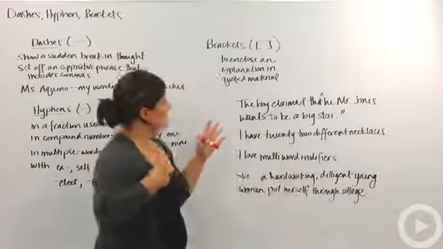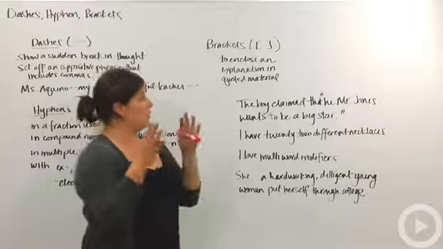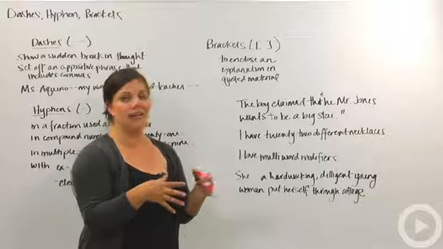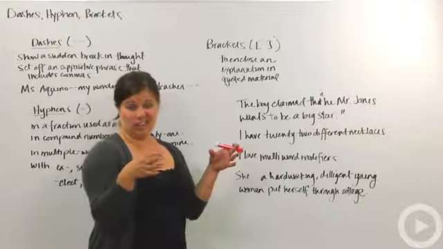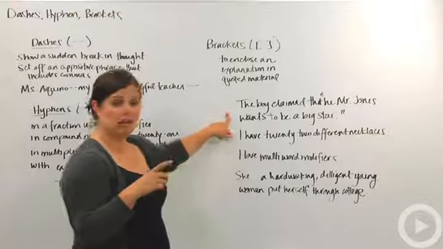The last punctuation mark you're going to deal with are brackets. And brackets are only used to enclose an explanation in quoted material. So if you're quoting somebody, they've said something or made a reference to a person, and you need to give more clarification, you put that clarification inside of those brackets. So let's take a look at some examples.